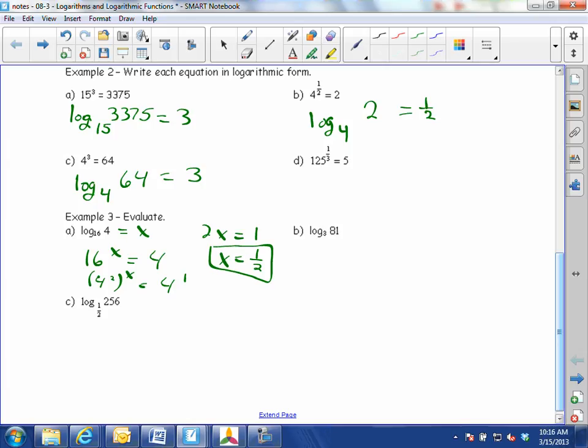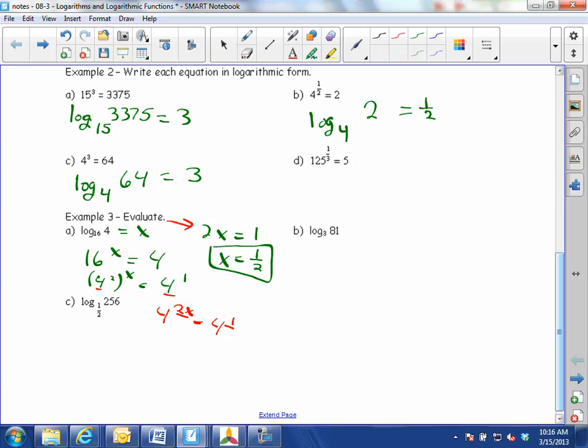In this case, we're trying to get the bases to be the same. I know 4 squared is 16. So then we have 4 and 4, that's good. Power to a power means that we just multiply. So I have 4 to the 2 times x equals 4 to the 1. The base is the same, so that means my exponents have to be the same. So I can just say 2x has to equal 1, and then x is a half.